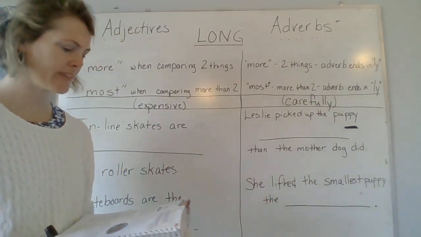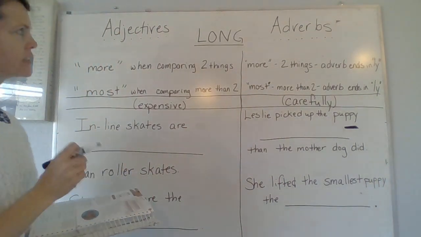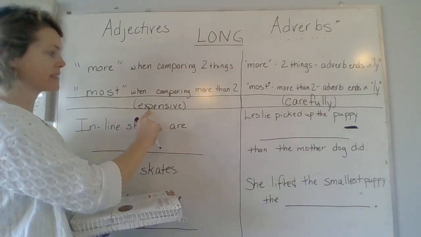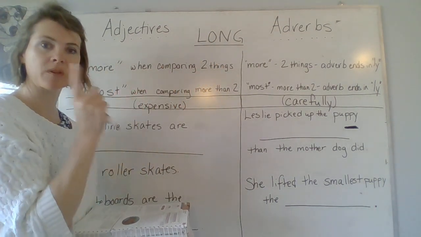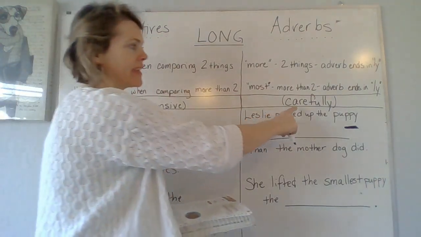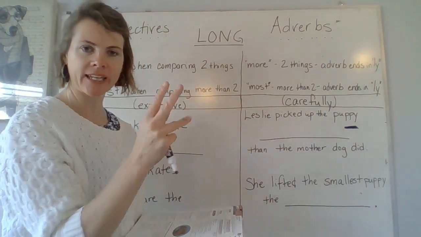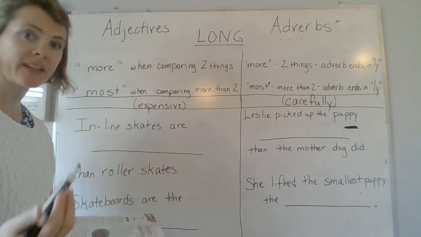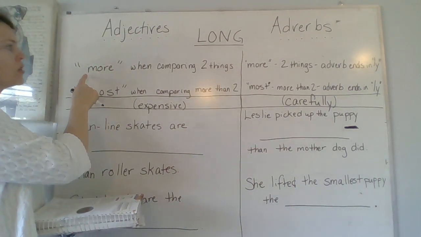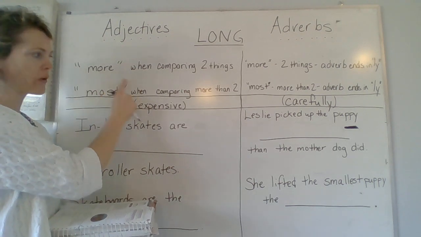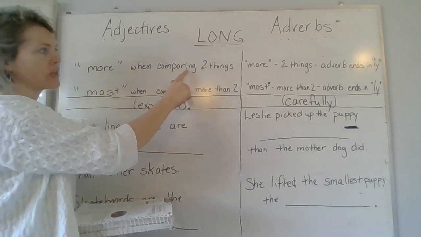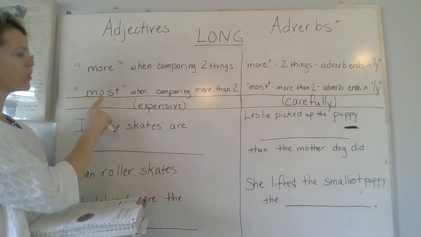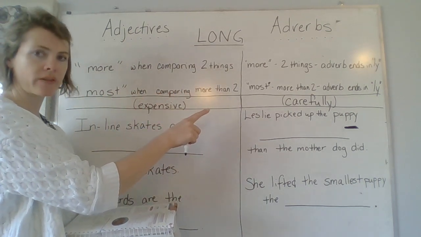All right, let's try this together now. If adjectives or adverbs are long words like expensive, that's 3 syllables, or carefully, those are long adverbs and adjectives. What do we do then? Here's the rule. You use the word more before the word expensive when you're comparing 2 things. You use the word most when you're comparing more than 2.